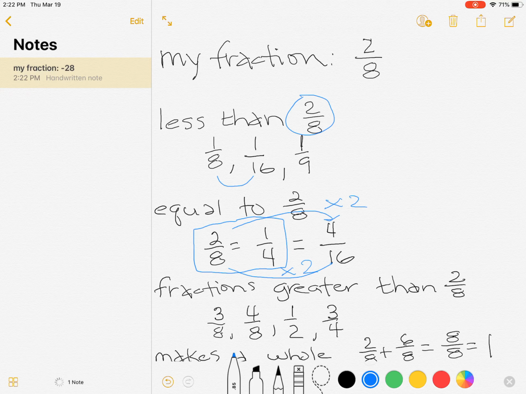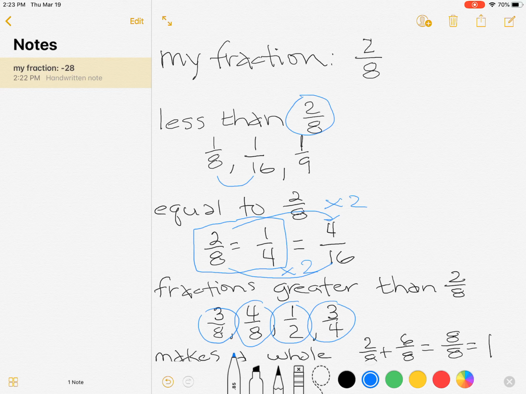Finally, I want you to try to find some fractions that are greater than your fraction. Again, mine is 2/8, so I know that 3/8, that's a pretty simple one, and obviously 4/8, which is also equal to half. And then how about 3/4? We talked a lot about those benchmark fractions, 1/2 and 3/4. So maybe compare your fractions to some of those benchmark fractions.